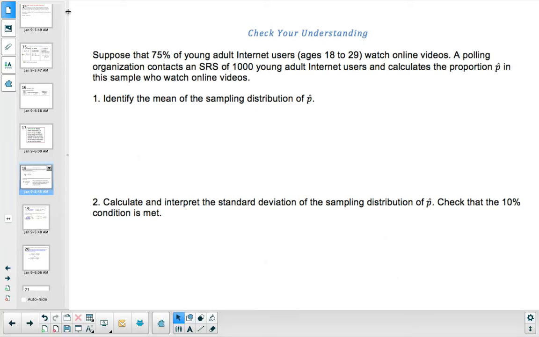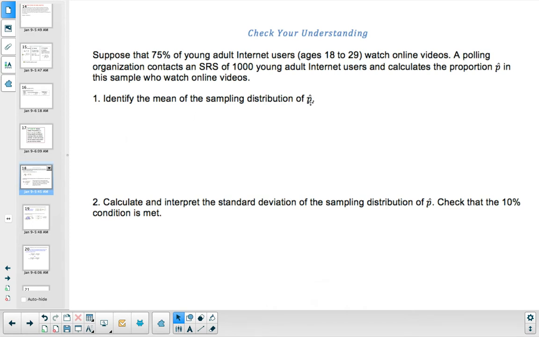This is the 7.2a check your understanding, sampling distributions of sample proportions, p-hats. Suppose that 75% of young adult internet users ages 18 to 29 watch online videos. A polling organization contacts a simple random sample of 1,000 young adult internet users and calculates the proportion, a p-hat, in the sample who watch online videos. Identify the mean of the sampling distribution of p-hat.